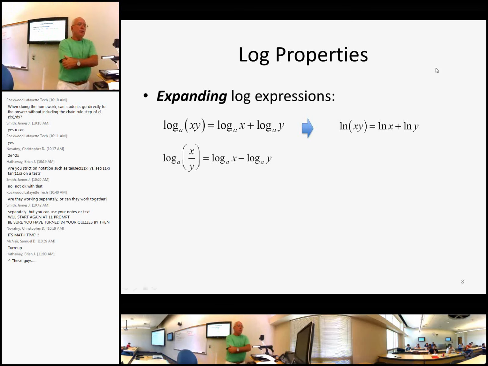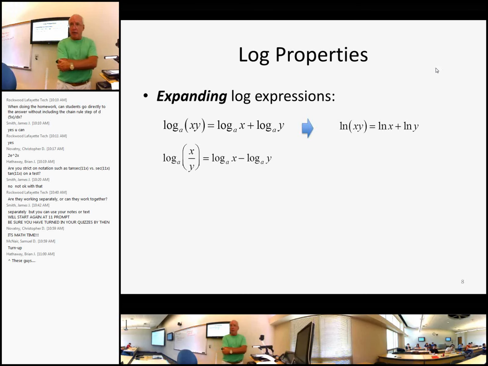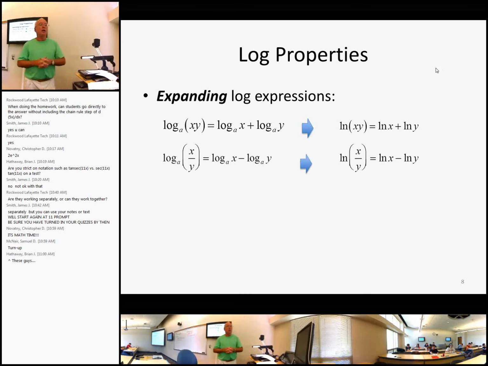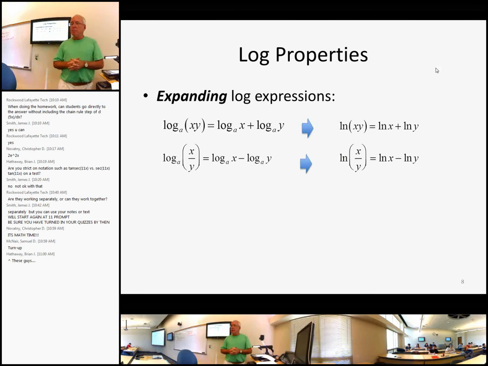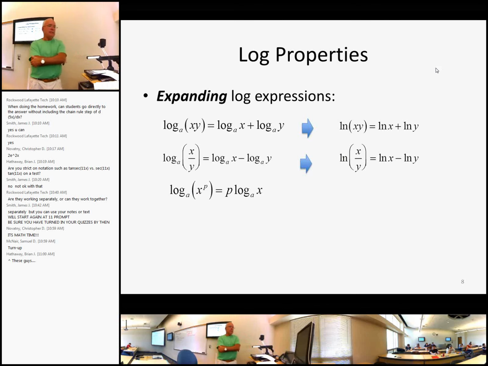We have a similar thing if two things are being divided. If we have the log of x divided by y, we subtract the logs. It's equal to the log of the top minus the log of the bottom. The log of x minus the log of y. And the same thing applies then to the natural log. The natural log of x divided by y is the natural log of x, which is on top, minus the natural log of y. And there's one other thing with expanding.